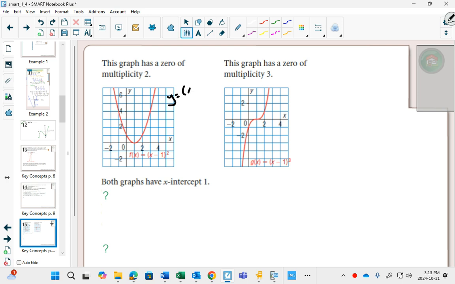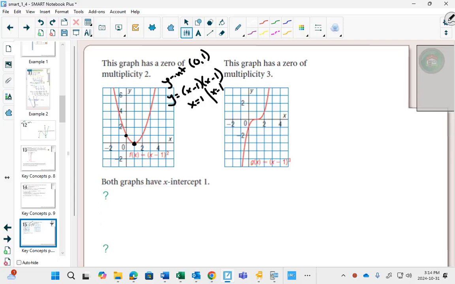So if I rewrite it like this, x minus 1 times x minus 1, can you see that your y-intercept, if you plug in 0 for x, you get (0, 1). And your x-intercepts, if you plug in 0 for y and you solve this, you would get x equals 1, or also x equals 1. So you only have one x-intercept, but you have one x-intercept that happens twice. See how the x equals 1 happened twice?